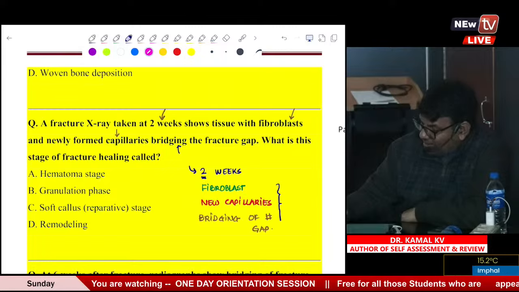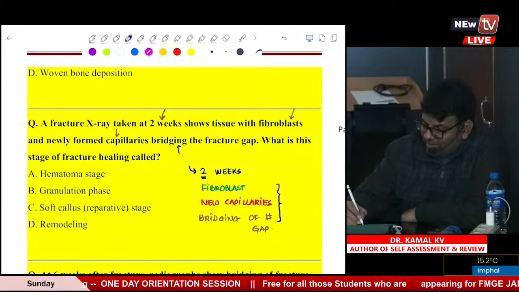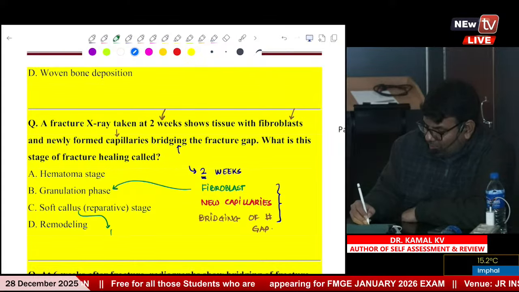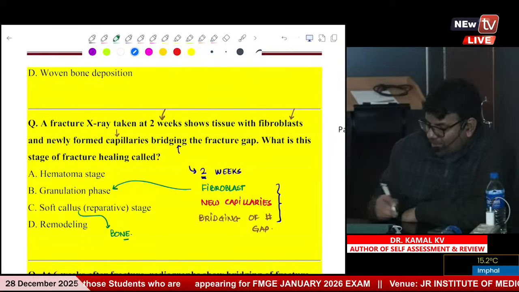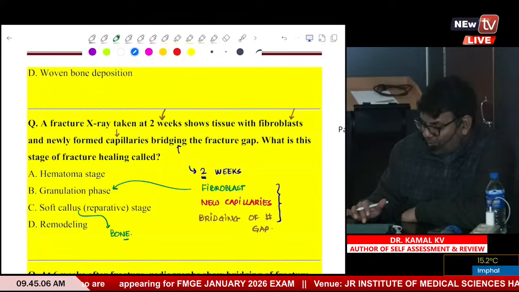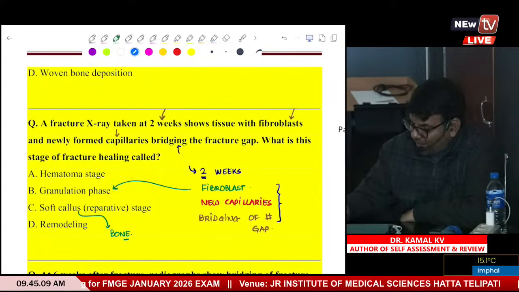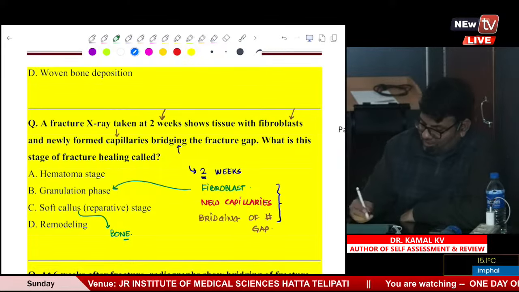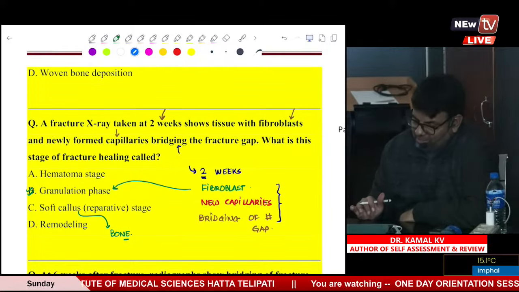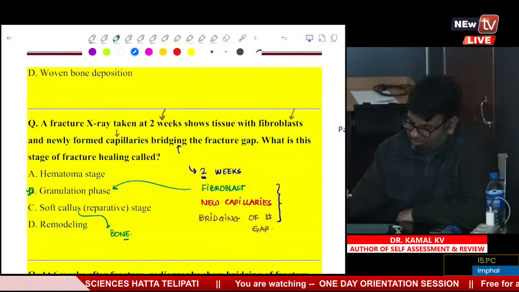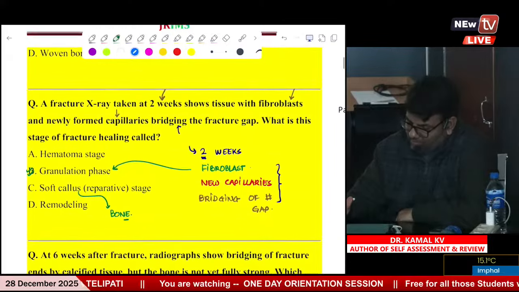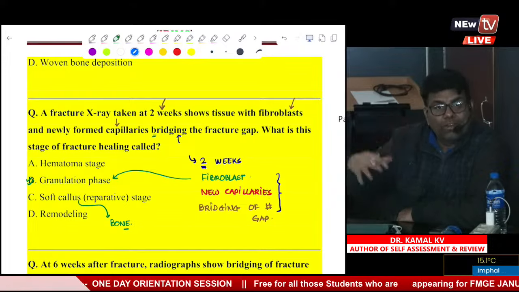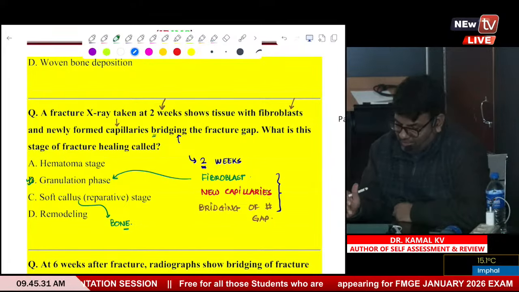See, this all is granulation tissue. Okay, this is all granulation tissue. Callus is what? Callus is bone actually. Right? Callus is bone. Here, fibroblast, new capillaries, this is all soft tissue granulation phase. So the answer here is option B. So this is granulation phase. But this is only the soft tissue which is bridging. There is no mention of bony tissue. So this is granulation phase.